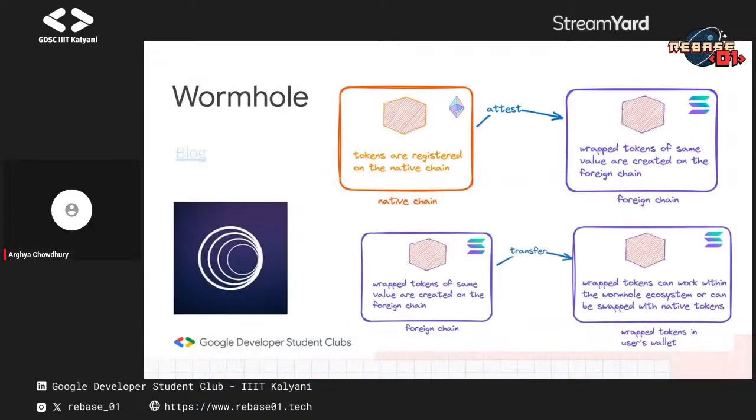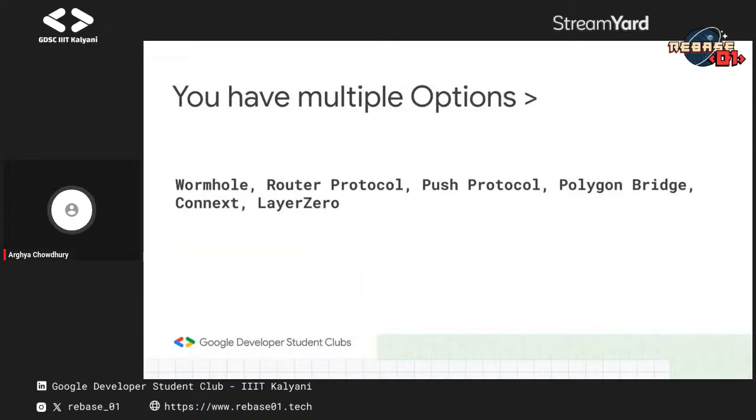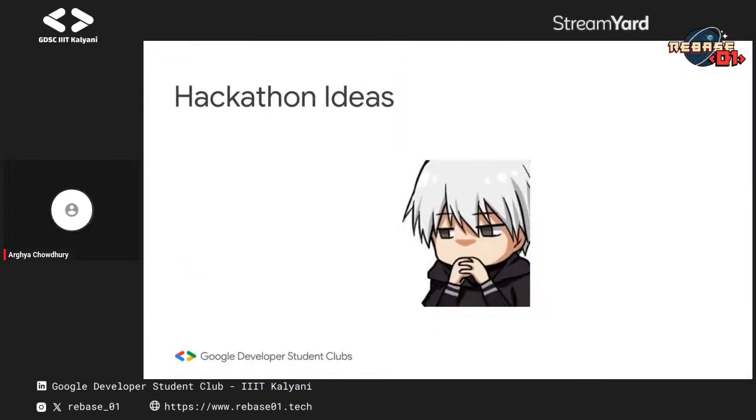Now, you can also try out these options as well. But I would personally suggest you to use Wormhole and Router Protocol because they have better documentation, a better user friendly experience, and as Arav mentioned, they have these widgets ready to deploy. So yeah, that's about it.